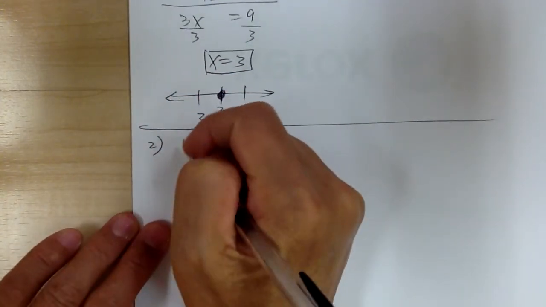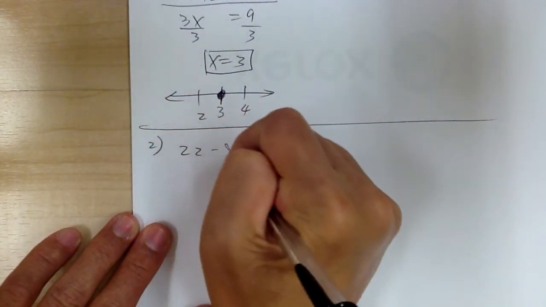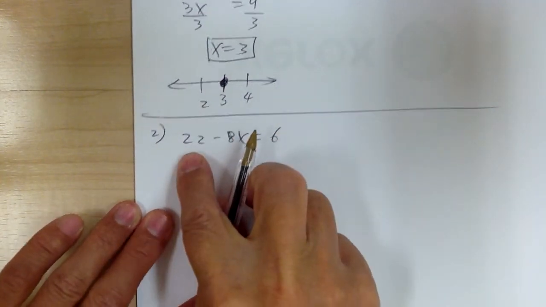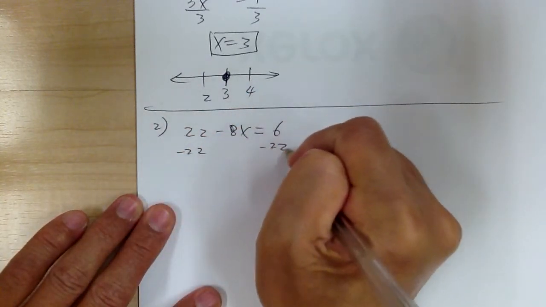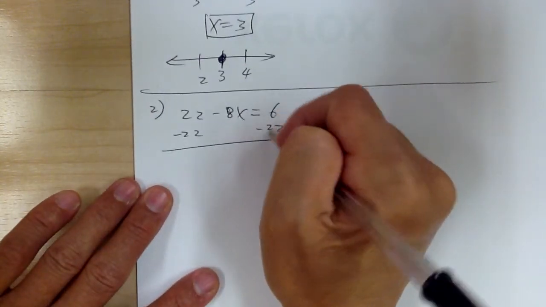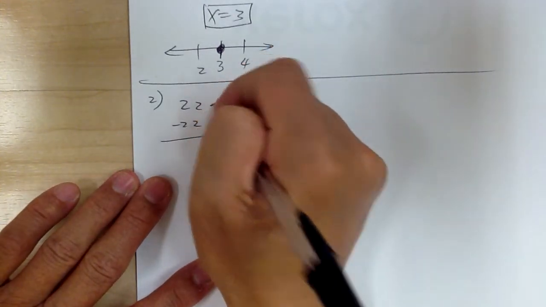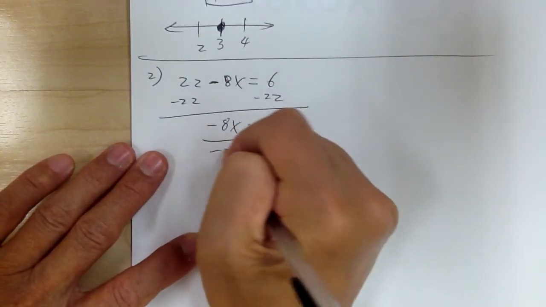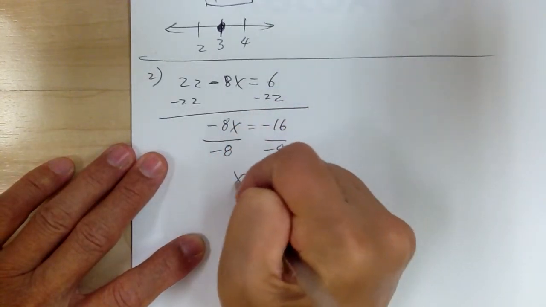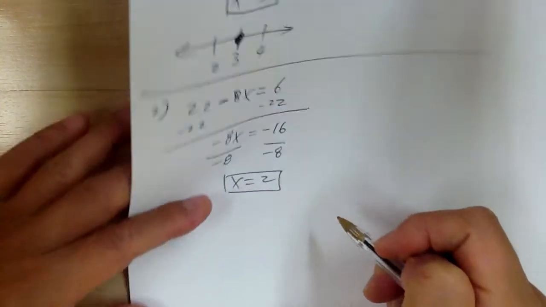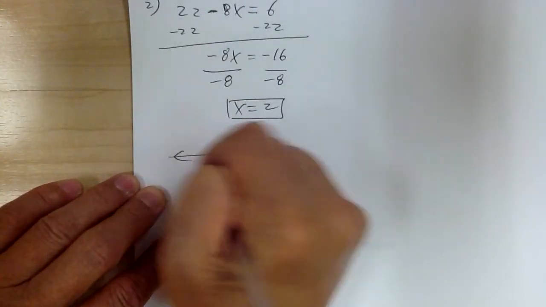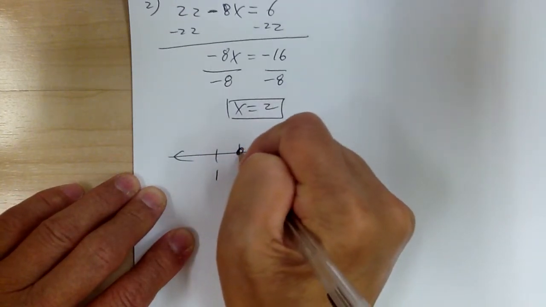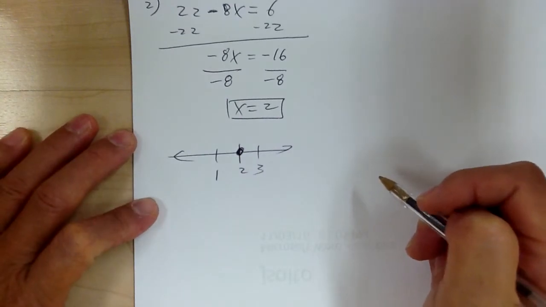Let's go to number 2. You got 22 minus 8x is equal to 6. So first you have to get rid of that. So minus 22, minus 22. Again, show your steps, show what you're going to do, and then do it. And watch, there's a negative over here. So you got negative 8x equal to negative 16. Divide by negative 8. Divide by negative 8. So x equal to 2. So this one has an answer. So again, you graph. So it'd be 1, 2, and 3. And for 2, you put a big dot right over here. So that's your number 2.